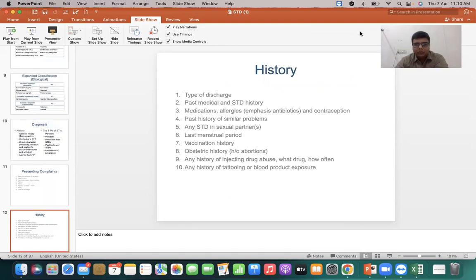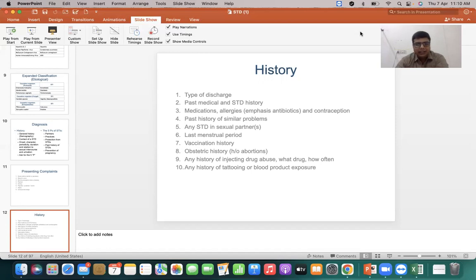So, what will you ask in history? What is the type of discharge? Whether a thick mucus discharge is there, or a blood-stained discharge is there. It is very important in differentiating between the organisms. Ask whether there is a past medical history or STD history, whether the patient is on any kind of medications or using any kind of contraception. Like if the female is using an intrauterine device, then the chances of pelvic inflammatory disease increase.